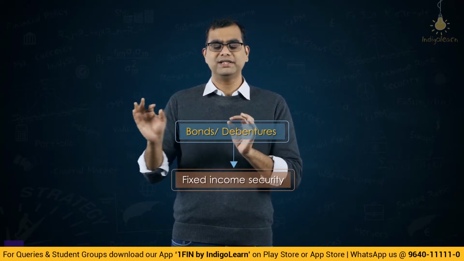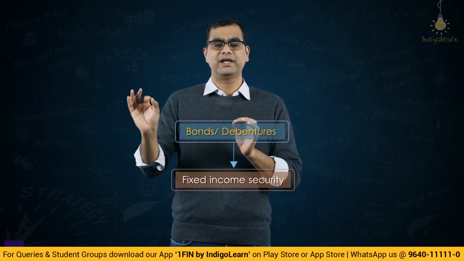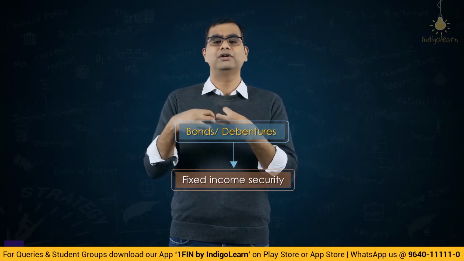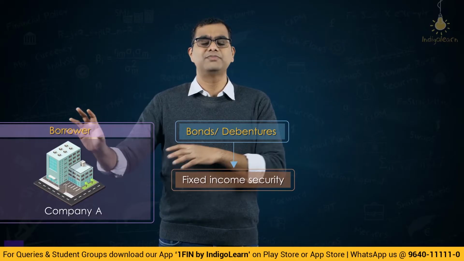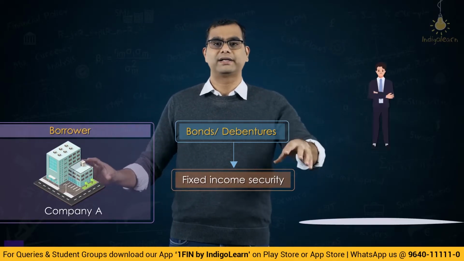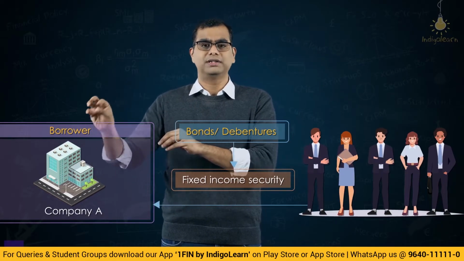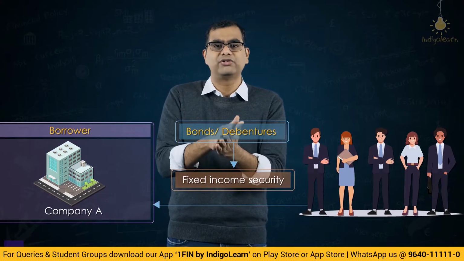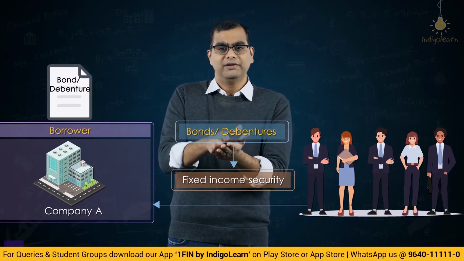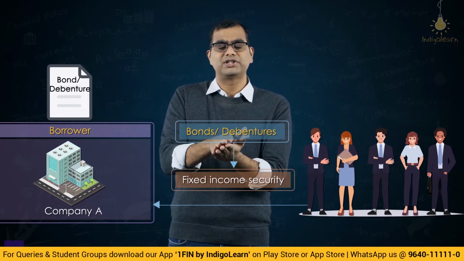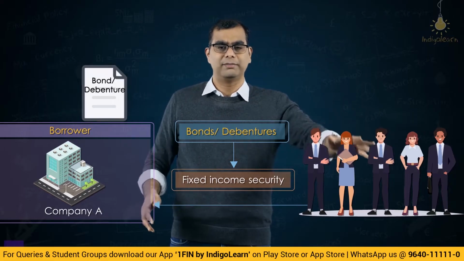Fixed income security, that is, usually there is a fixed income arising out of it. It is basically similar to a borrowing and a financial security issued by the borrower to the lender. So let's say there is a borrower called company A. Company A is borrowing from a lot of people in the market. So company A will issue a financial security called a debenture or a bond. For a moment, let us use the terms interchangeably, bond or debenture.